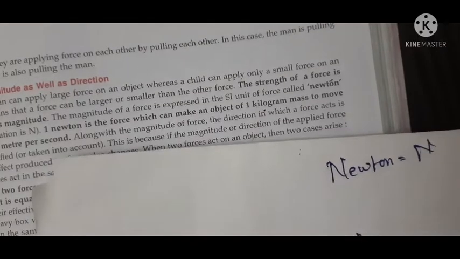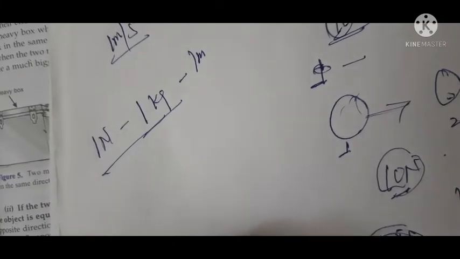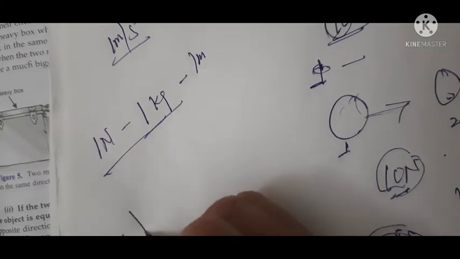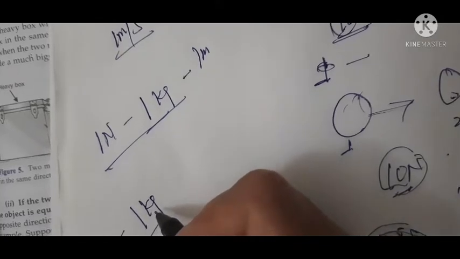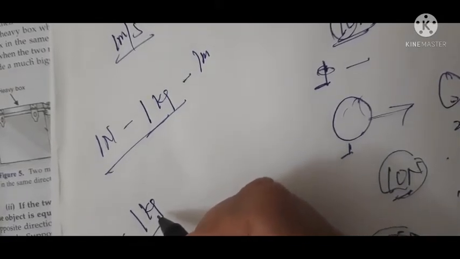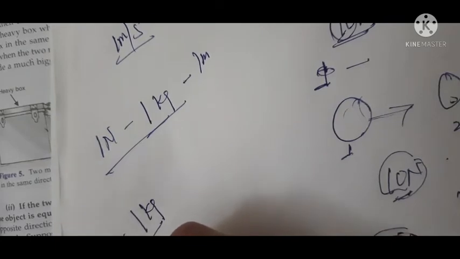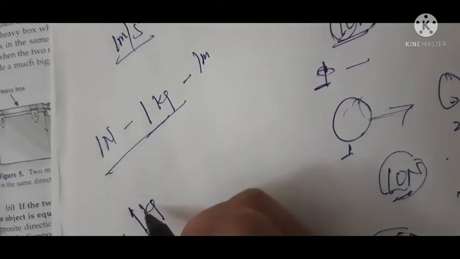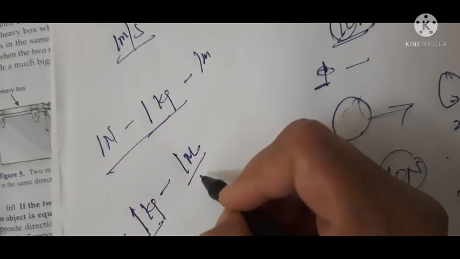Again I am repeating, 1 Newton of force is that force which is able to move a body having a mass of 1 kg. Mass, you can say weight. Exactly, mass and weight are two different things. There is a big difference between the two, but that you will study in class 9th. So roughly you can just say weight. So 1 Newton of force is that force which is able to move a body having a weight of 1 kg through a distance of 1 meter in 1 second.